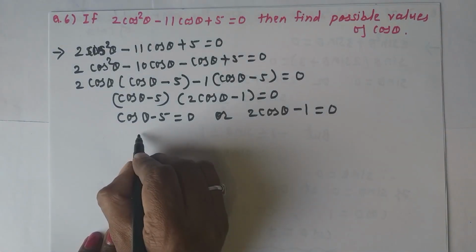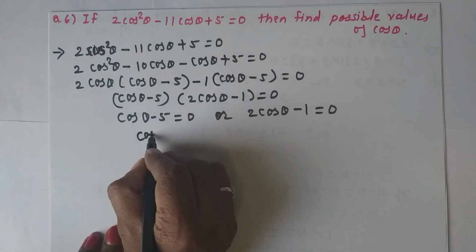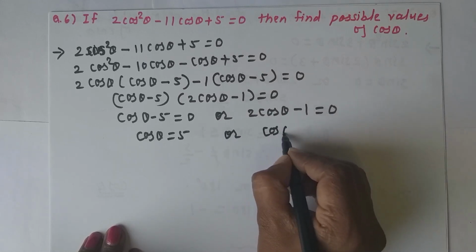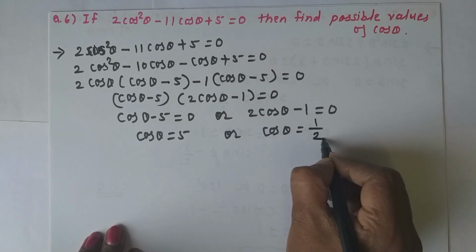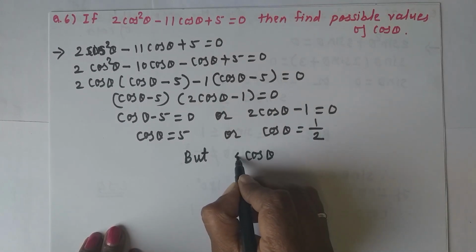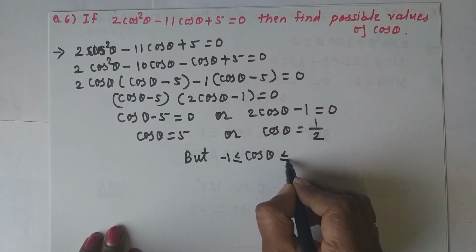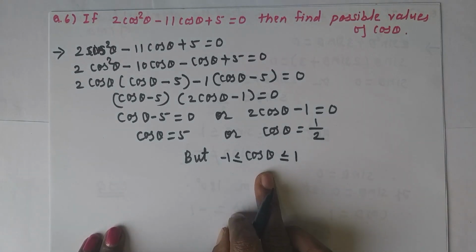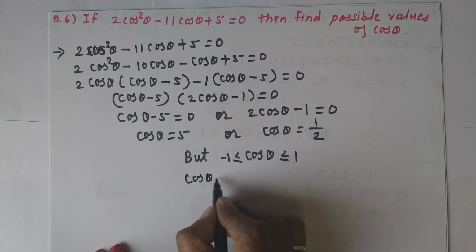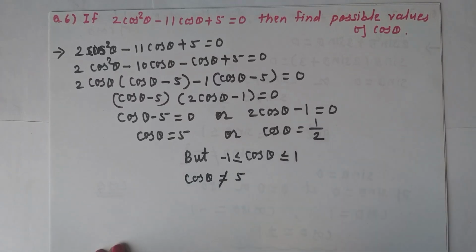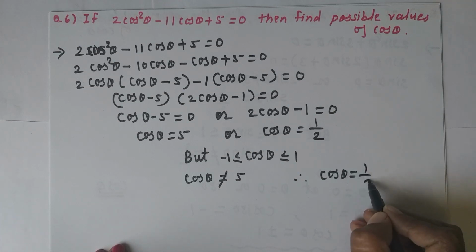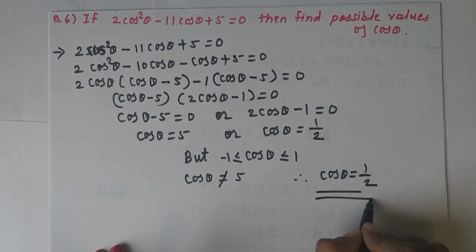If cos theta minus 5 is equal to 0, then value of cos theta will be 5, and here value of cos theta will be half. Okay. But again we know that range of cos theta is from minus 1 to 1. Means values of cos theta lies between minus 1 to 1. Therefore, cos theta is equal to 5. This is not permissible value. Therefore, cos theta will be only half. Okay. This is your solution.